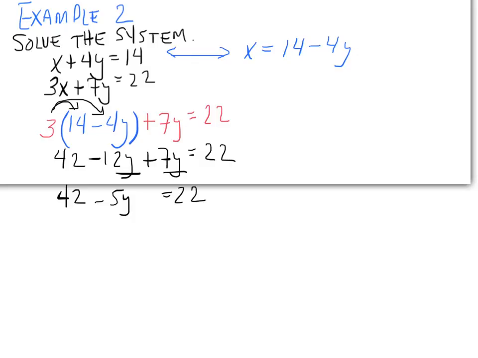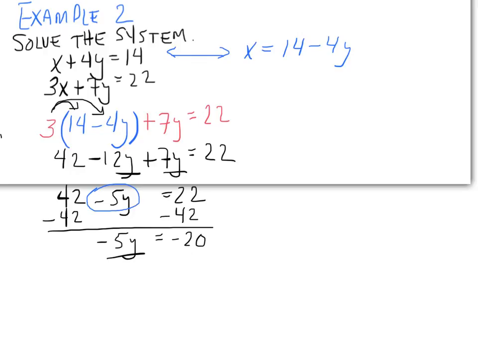equals 22. I'm trying to get y by itself, so now I'm going to subtract 42, and notice I'm not adding 42. The sign in front is positive, so I subtract 42. By subtracting 42, also notice that we're keeping the -5y after the 42 is gone. 22 minus 42 is -20. To undo times -5, I divide by -5. y equals 4. So that's the y value, but we need the x to go with that.